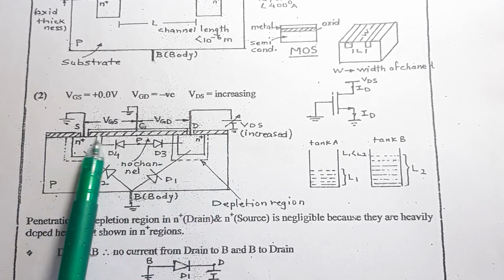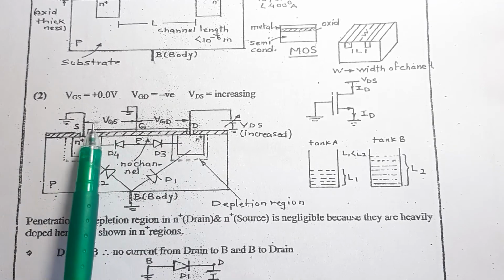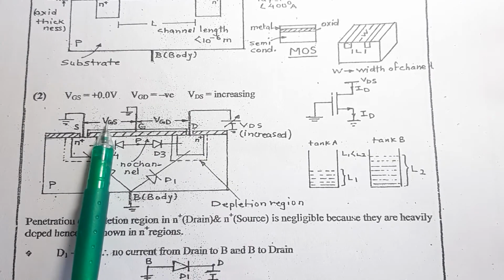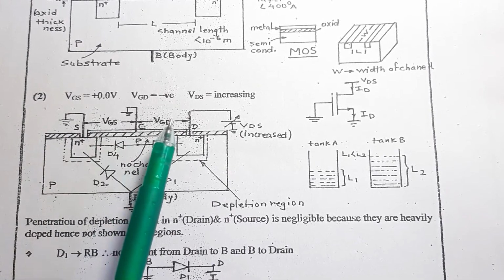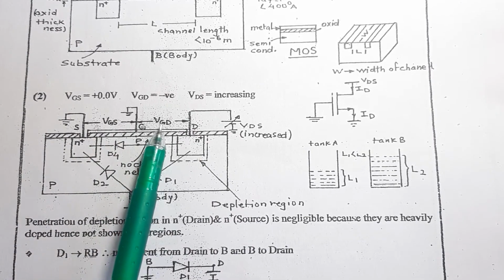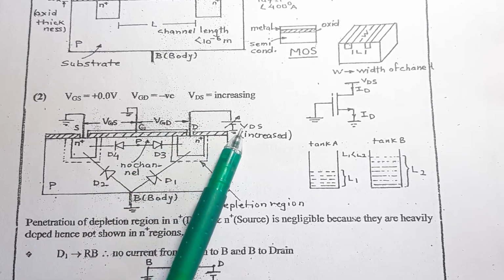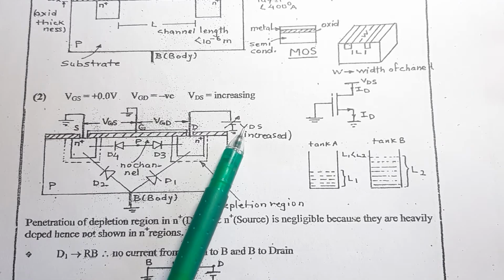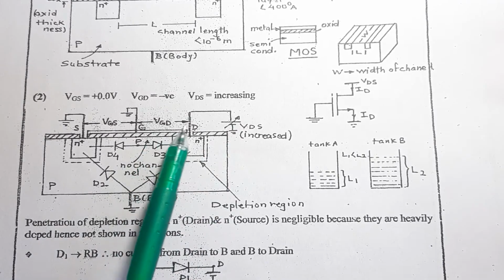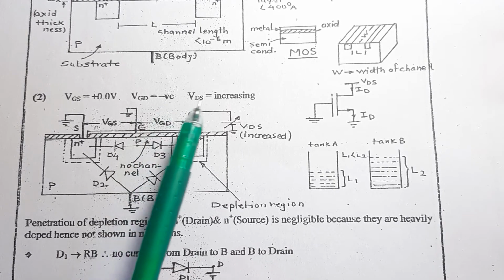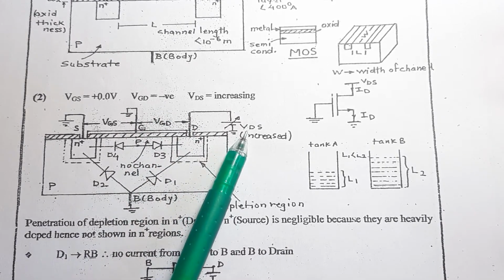As you can see from the diagram, the voltage VGS has both its terminals, that is VG and VS, connected to ground. And in VGD, if you calculate VG minus VD, since your drain is connected to a variable voltage supply, that means your VG minus VD will be negative, hence VGD is negative. And you are increasing your drain to source voltage.